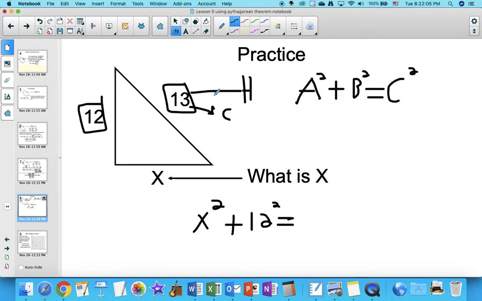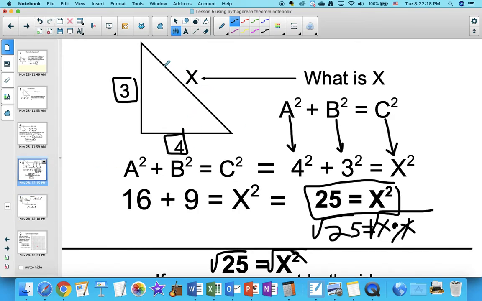Because I know what c is, right? 13, so it's 13 squared. So I replace the c with 13. A common mistake people make is putting the x in the c part. That's not always the case. Remember, c is just the long side. In this first question, x was the long side, so I put x where the c was.